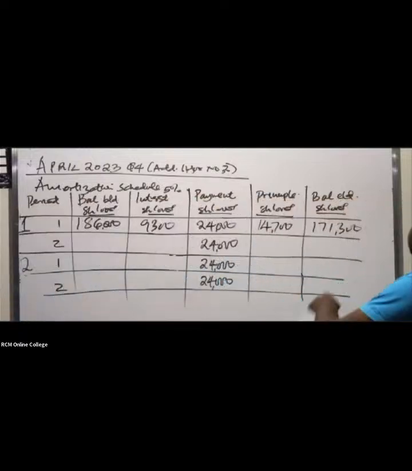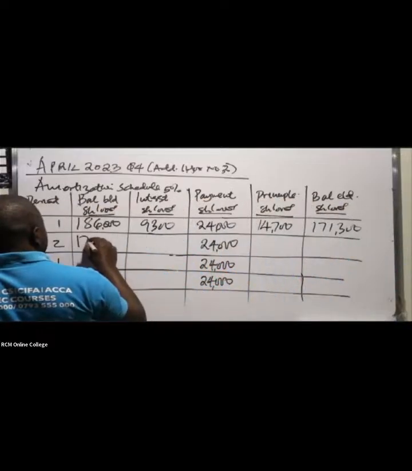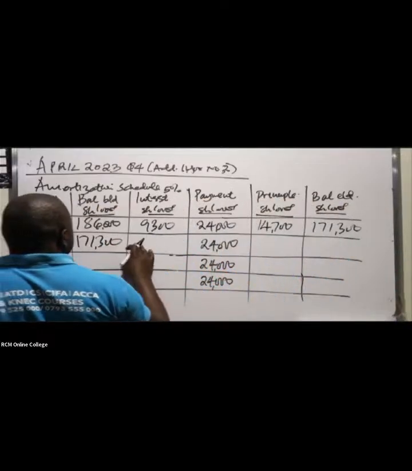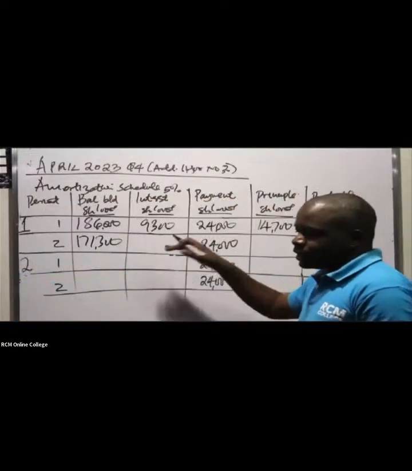So we'll take this 171,300 and bring it here. You take 5% of this. What do you get? 5% of this. What do you get?